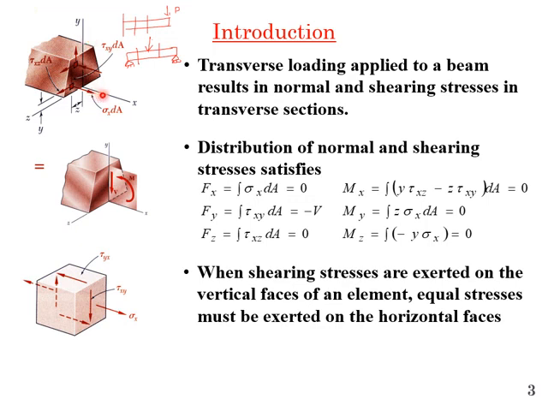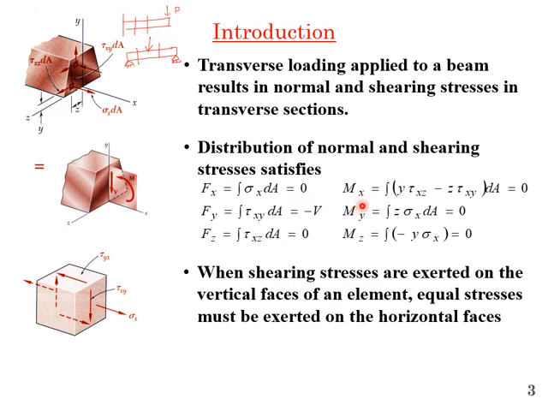Again, that depends on the coordinate system. According to this coordinate system, we have x, y, and z. So the shear force is acting along y axis, and the moment is about z axis. So that's why Fz, tau xz is equal to 0.